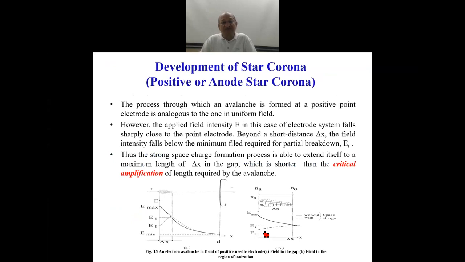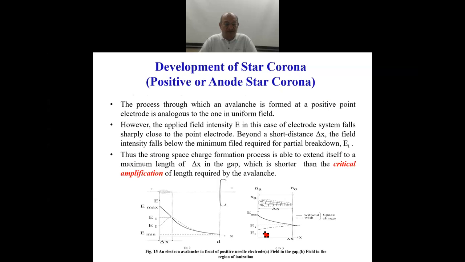Let's first study the development of star corona. For that, we can investigate the process in positive or anode star corona. The partial breakdown activity takes place only in the extremely non-uniform field configuration that we have learned. So a needle-plane is a typical electrode system which depicts an extremely non-uniform field configuration. Because the sharper the electrode, the smaller the radius of curvature of the electrode, the higher will be the field intensity there, and more non-uniformity will be there.